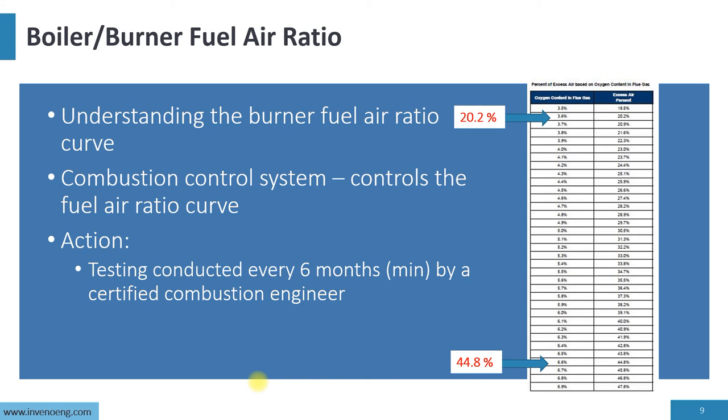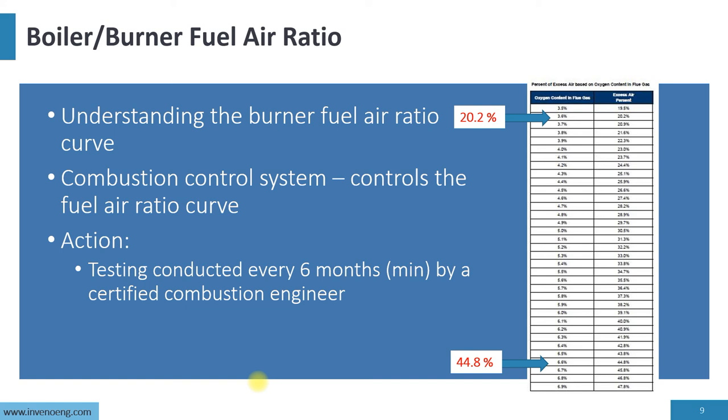Understanding the burner fuel air ratio curve. If you're running at, let's say, 6.6% oxygen, what does that mean? 44.8% excess air. 44.8% more air is being added into the combustion process than is required. So you're heating up a lot of nitrogen and all that additional air, which is more volume of heated air going out the stack. So if you get down to the optimal fuel air ratio curve, which is 3.6 or whatever it is, then you're at 20.2%. So you cut the excess air by over 20-some%.